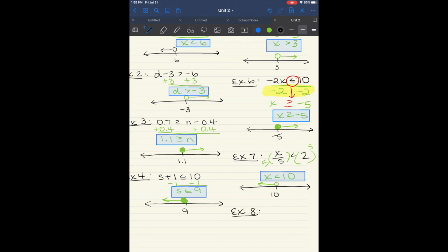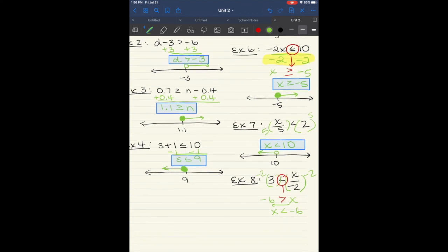So this one we have 3 is less than x over negative 2. We're going to multiply both sides by negative 2. And we get negative 6 is greater than x. So this time we should have an open circle on negative 6 and our arrow going to the left. See, this time I switched it so that I wouldn't mess up the graph again, like I did on example 3. Don't forget to fix that in your notes.